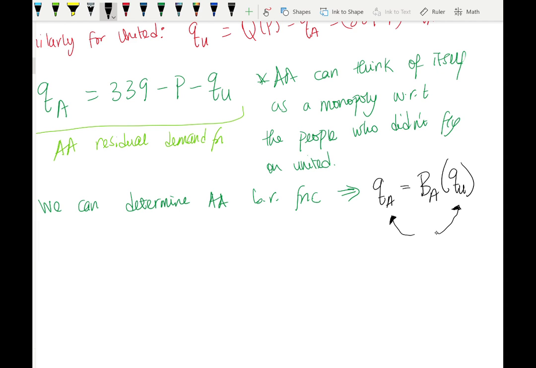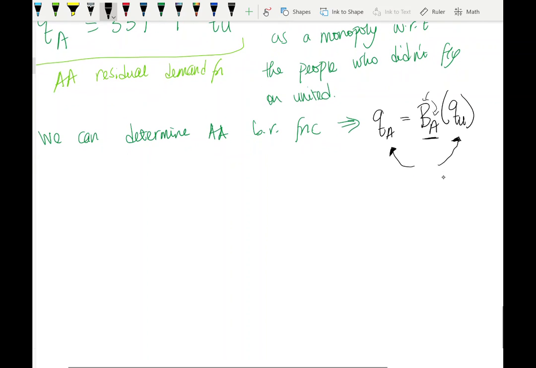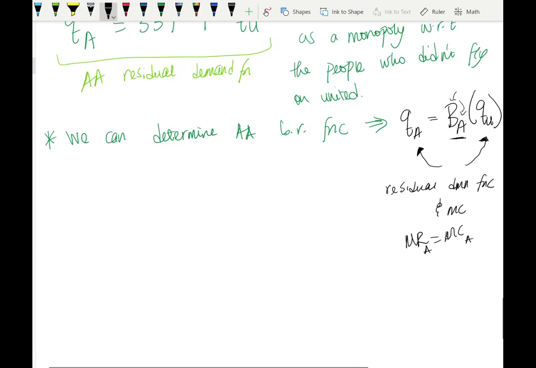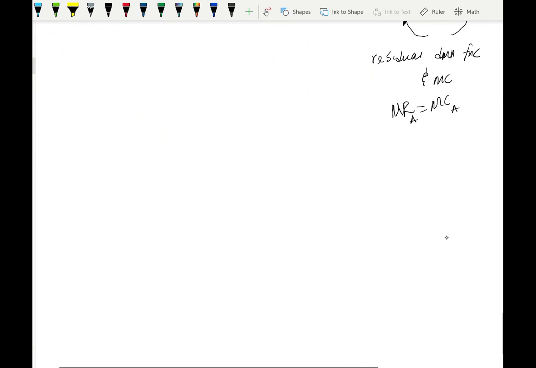And remember, we talked about in the introduction, BA here just tells us that we're looking at the best response for American. Okay. So we're going to use the residual demand function and marginal cost. We're looking for MR equal to MC for American. Okay, so let's go back.